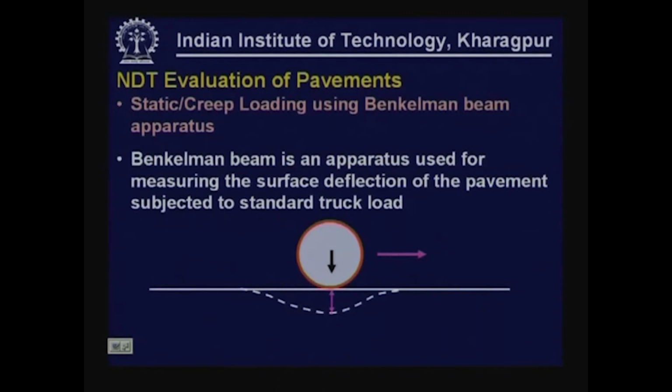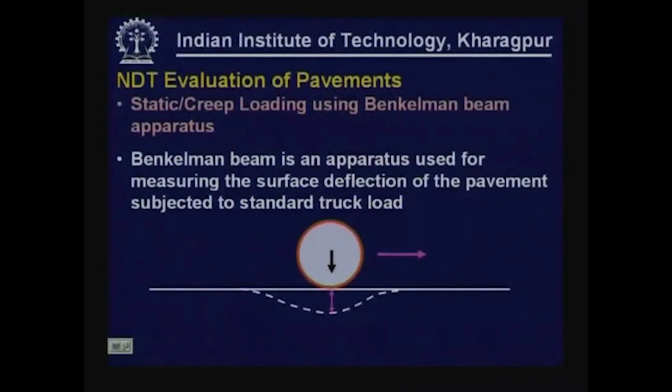Benkelman beam is an apparatus used for measuring the surface deflection of the pavement subject to a standard truck load. We use a standard truck to apply load to the pavement surface, then we measure the pavement surface deflection. So the load that is applied is a standard truck, and then we measure one single surface deflection, which is the maximum deflection that we are going to measure. So as you see here, when the pavement is loaded by one wheel of a standard truck, the pavement deflects, so we are going to measure the maximum deflection.